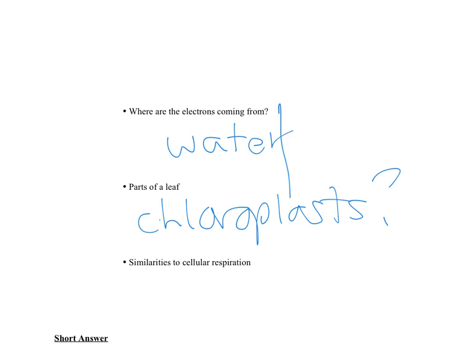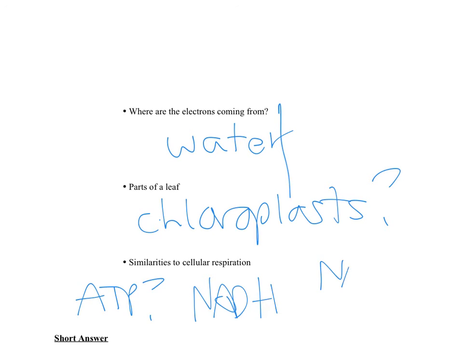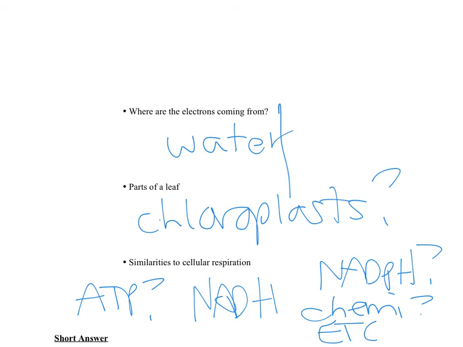So think about, do both of them make ATP? Do both of them make NADH? Is NADPH in both of them? Is chemiosmosis in both of them? Is electron transport chain in both of them? What about carbon dioxide? Is that similar? What about oxygen? Is that similar? So you want to look at the similarities between photosynthesis and cellular respiration. It's a multiple choice question.